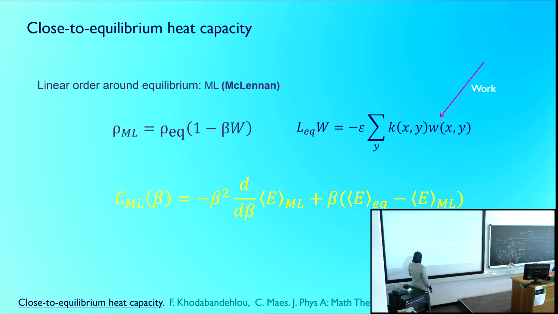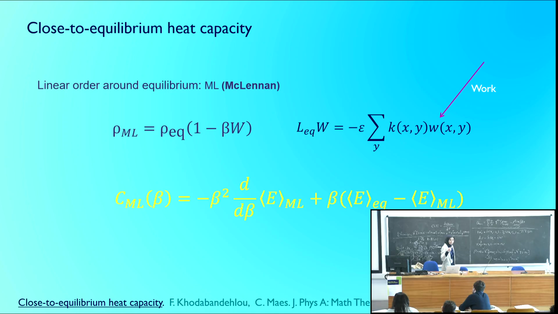This is itself one paper. Just look at the formula. You see, it's nothing strange on that. We don't have quasi-potential. We don't have excess heat. It's just in terms of the energy. And it's very handy. It's a very nice formula for close to equilibrium heat capacity.